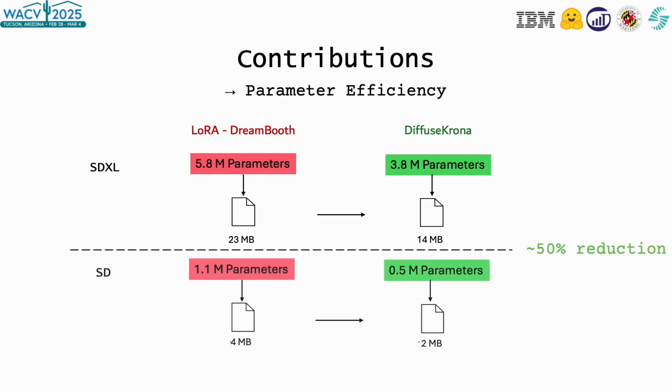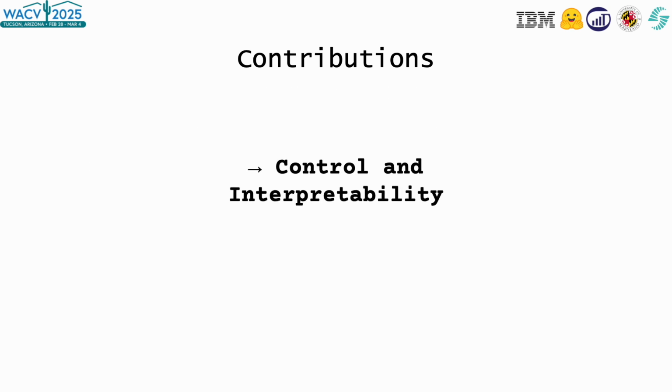A similar pattern can be seen using the base Stable Diffusion model as well. Overall, these optimizations have led to an approximate 50% reduction in parameters and model size across the board. This not only makes the models more efficient, but also more accessible for deployment in resource-constrained environments. In this section, we will discuss our key contributions in terms of control and interpretability.